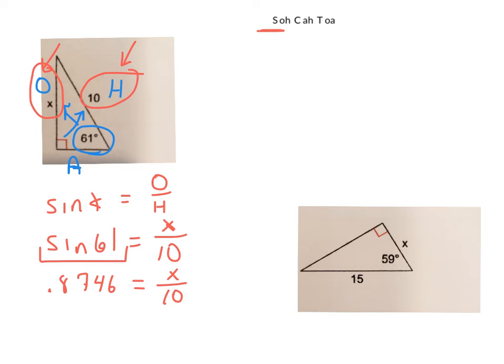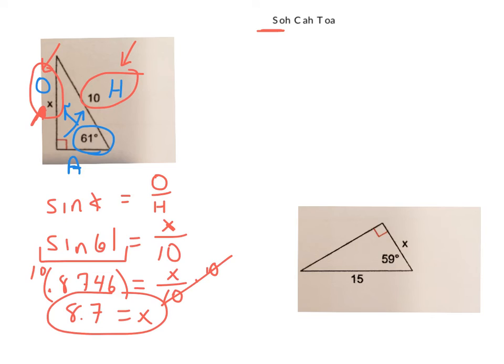To solve for x, we need to undo that division. So we're going to multiply both sides by 10, showing your work that way. We need to multiply that by 10, so x is going to equal 8.74, so we will just say 8.7. And if we go back up here, find out where x is here. We got 8.7, which is smaller than the hypotenuse, so that's a reasonable answer.